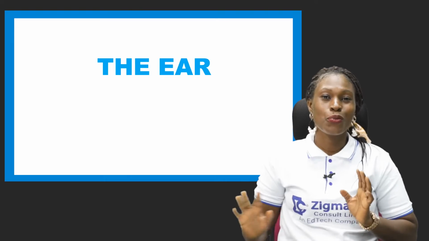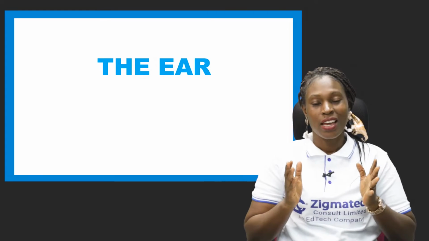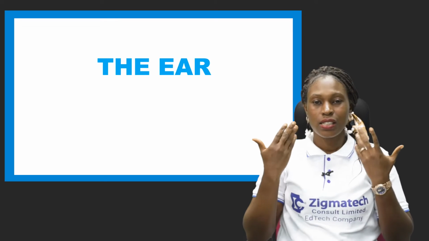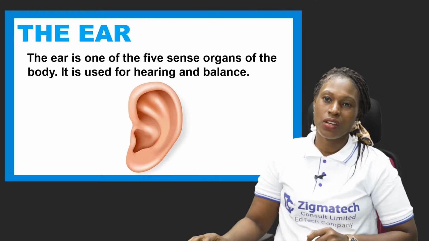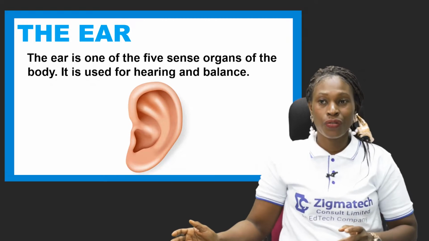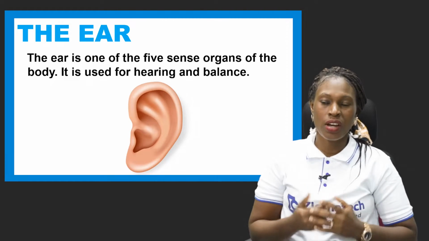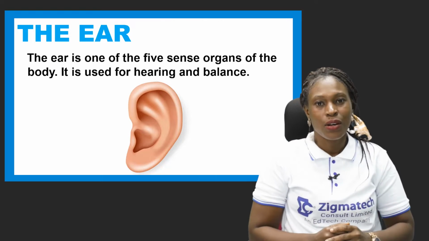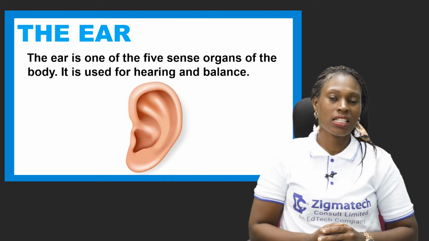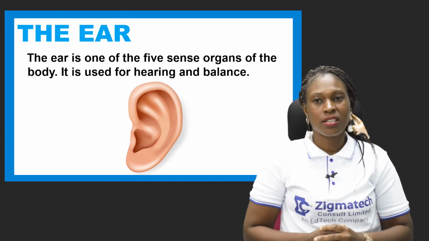Now we'll be starting with the ear. What is the ear? This thing we have, what is it all about? Now the ear is one of the 5 sense organs of the body. It is used for hearing and balance. It helps us detect where there's a sound, what the next move is. We get all those signals with our ears.